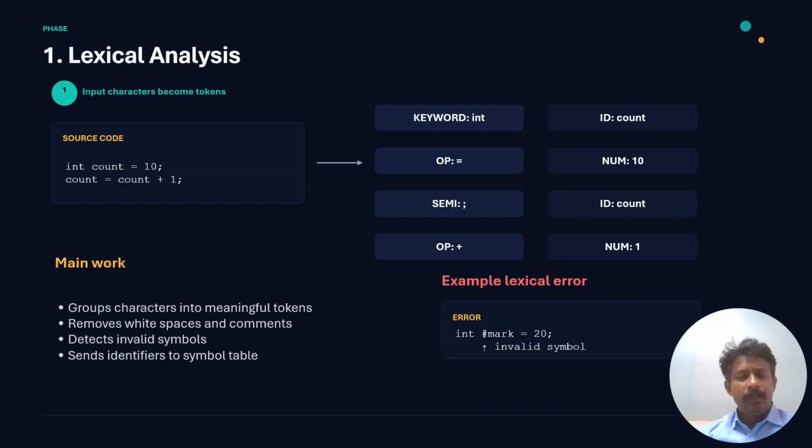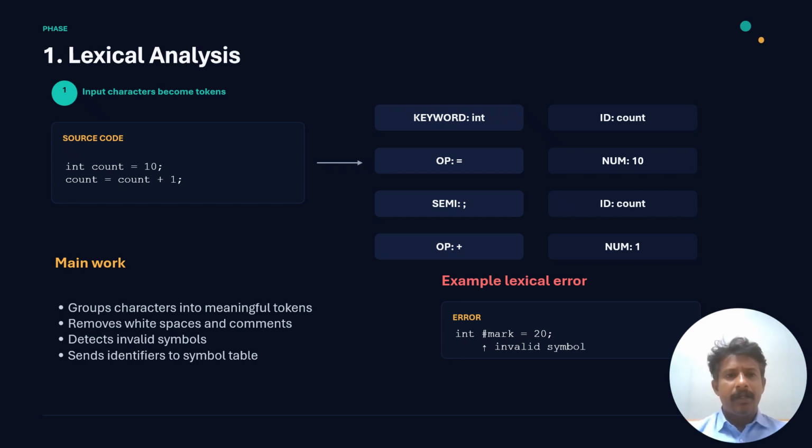And next slide. The first phase is the lexical analyzer. The lexical analysis is also called scanning. The tool used in this phase is called the lexical analyzer or scanner. In this phase, the compiler reads the program character by character. Then it groups the characters into meaningful units called tokens.